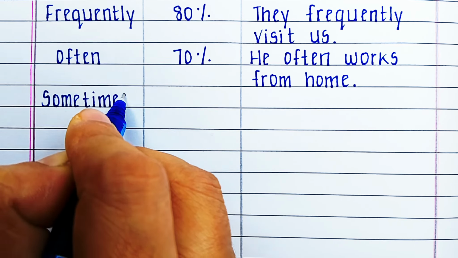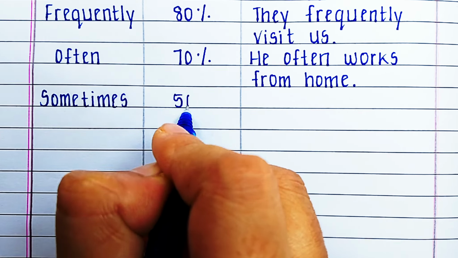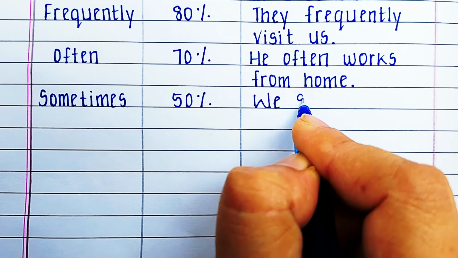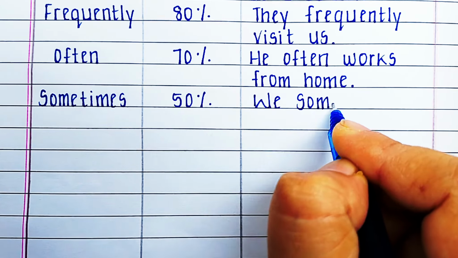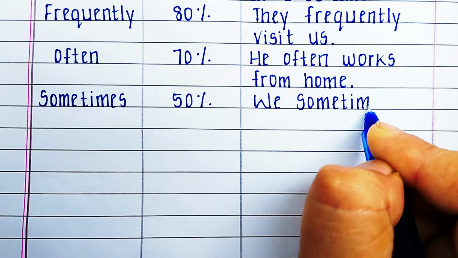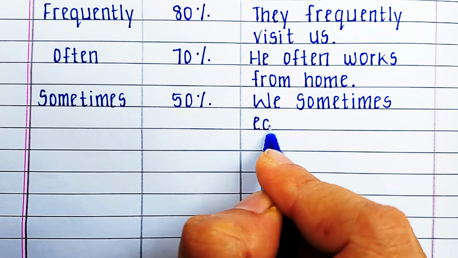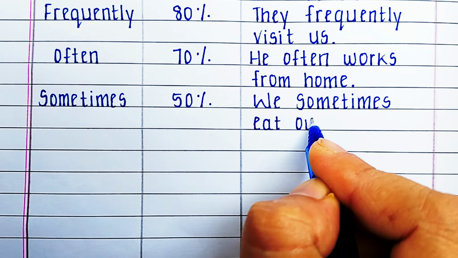Next adverb is sometimes. Sometimes is used for 50% frequency. For example, we sometimes eat out.